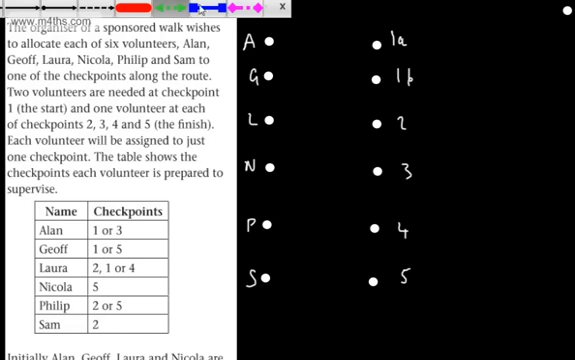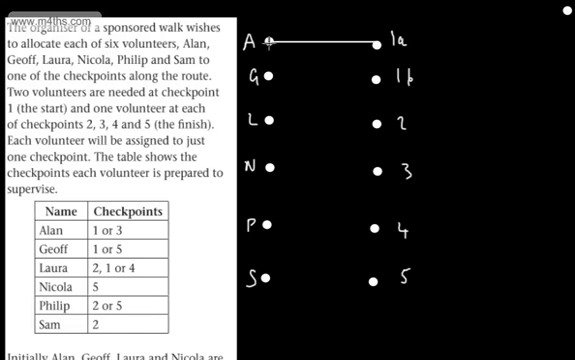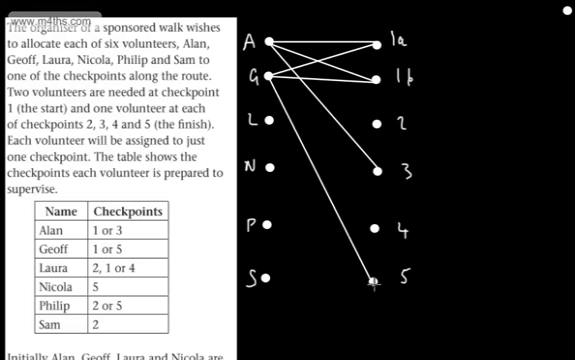So let's go for this. Let's look now at Alan. We'll put Alan on here. Alan can go to 1A, he can go to 1B, he can go to 3. So that's showing where he can go. Jeff can go to 1A, he can go to 1B, he can go to, now what have we got? 5, haven't we? 5. Okay, Laura 2, 1, 4, so Laura can go to 1A, 1B, she can go to 2, she can go to 4.